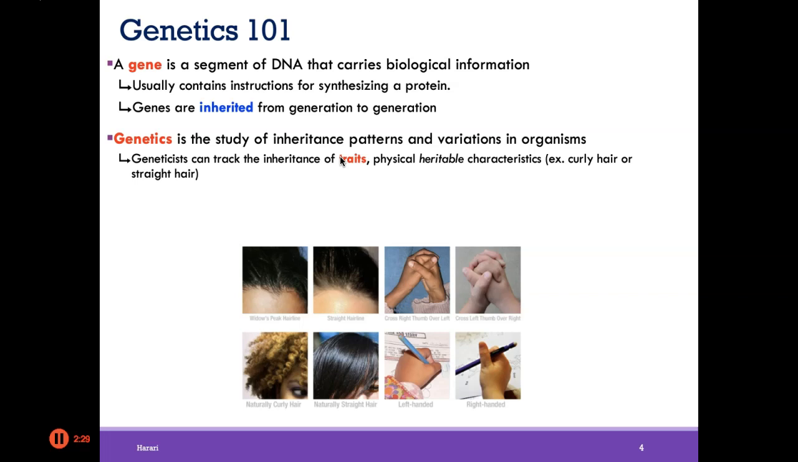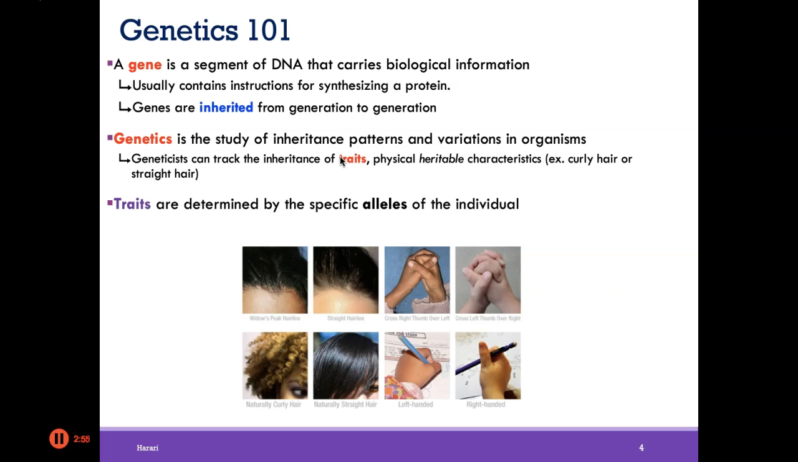So geneticists can track the inheritance of traits. And a trait is a physical, heritable characteristic. Heritable meaning it can be passed on. So for example, curly hair is a trait. Straight hair is a different trait. I can physically see these traits, right? They're not invisible. So traits can be easily tracked because they're physically apparent.